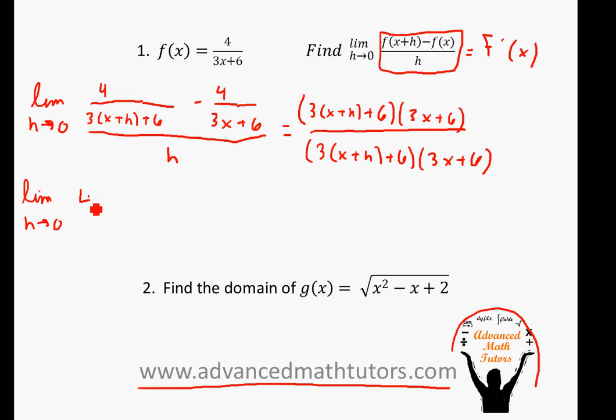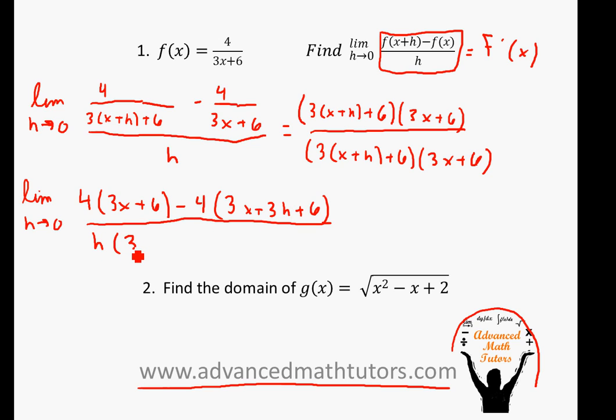And the 3x plus h plus 6 over here is going to cancel with the denominator, so you're going to get 4 times 3x plus 6 minus, and on the second fraction, you're going to multiply all this by both of these, and the 3x plus 6 is going to cancel, so you're going to have 4 times, I'm going to distribute the 3 up here too, so 3x plus 3h plus 6. All that is over h times both of them, 3x plus 3h plus 6 times 3x plus 6.